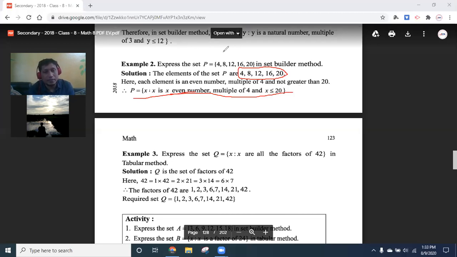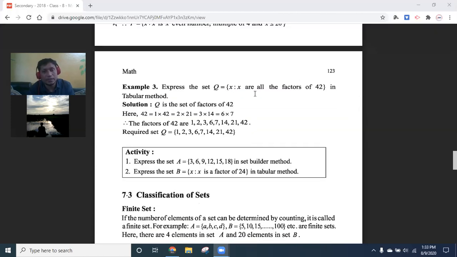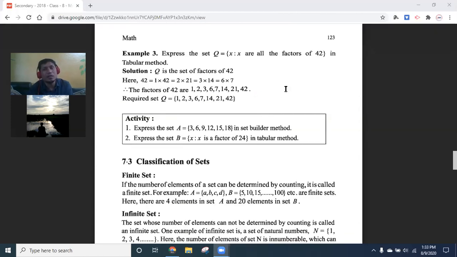Now, another example we discuss, example 3. Example 3 says, express set Q = {x such that x are all the factors of 42} in tabular method. That is, we have to express set Q in tabular method. I have told you, expressing in tabular method is very easy, really very easy. You can easily solve them.